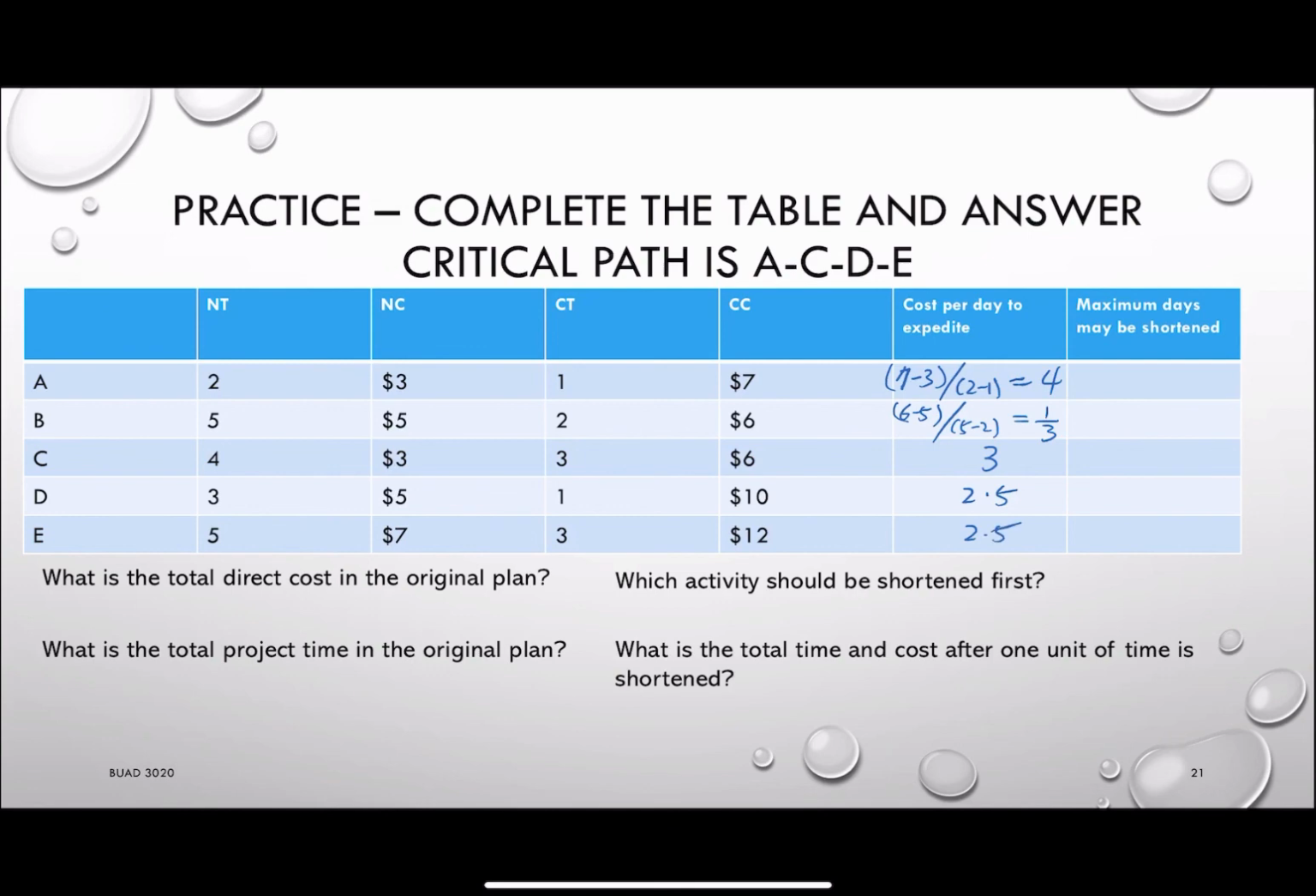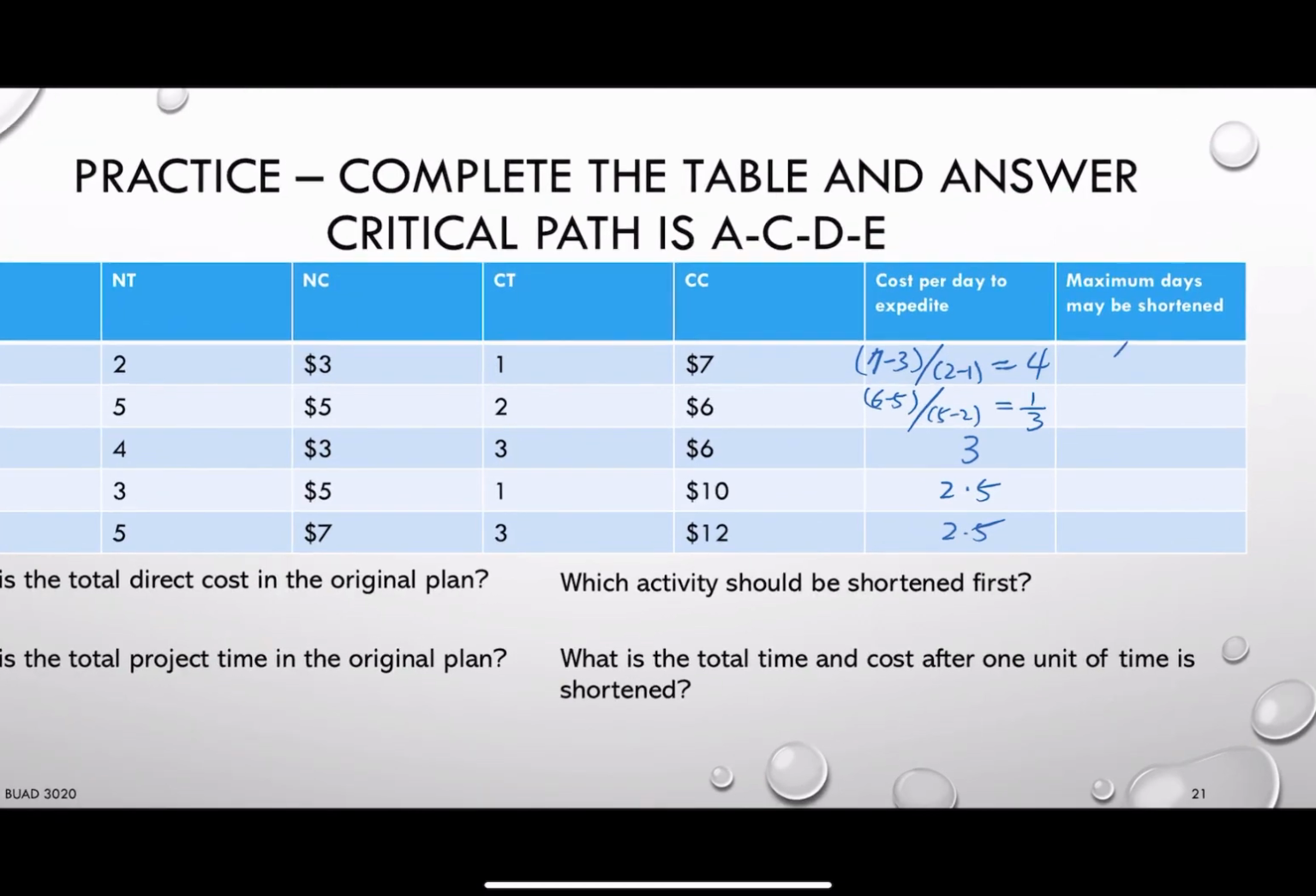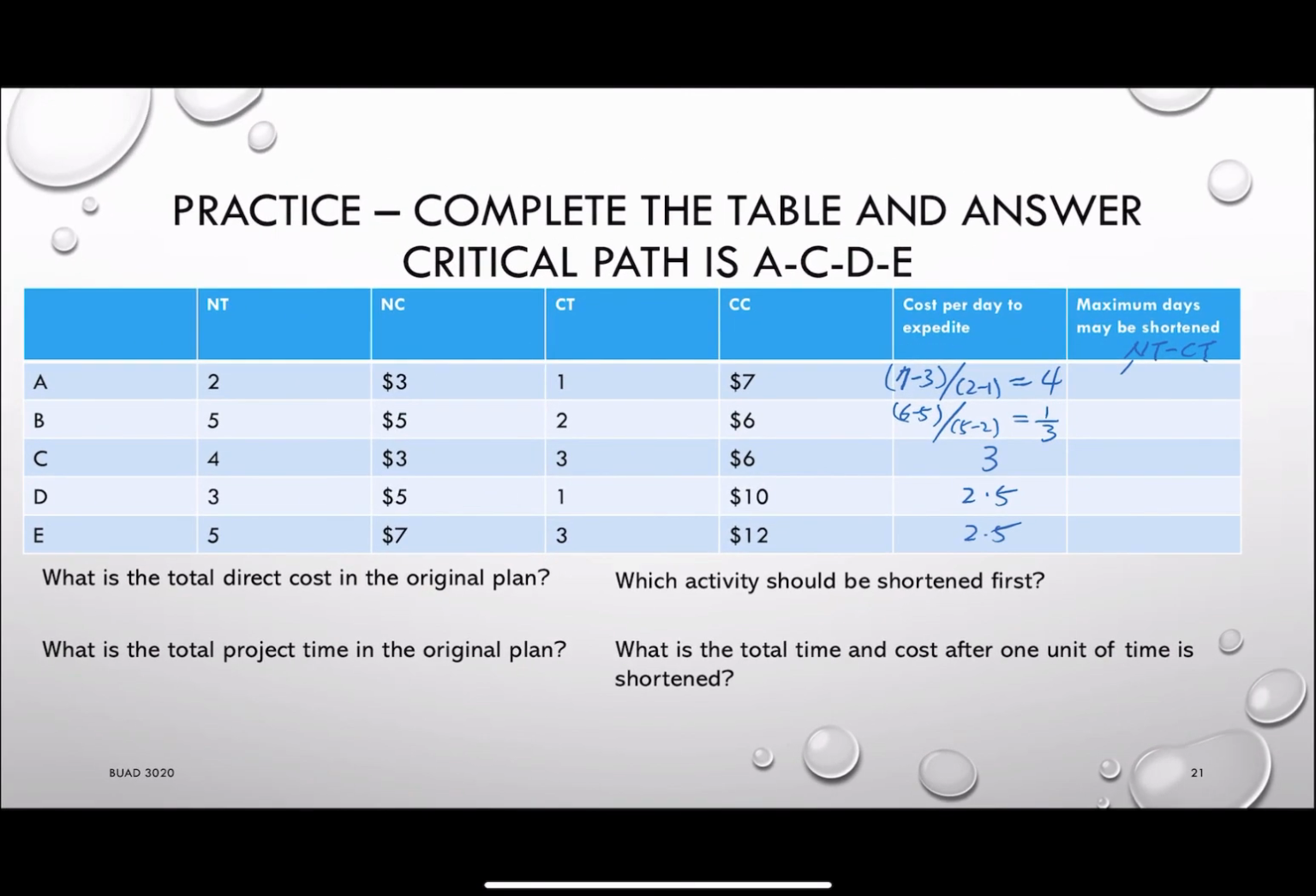The maximum day that can be shortened will be the difference between the normal time subtracted by the crash time. And for the first one, it will be equal to 1. Second one will be 3. Third one will be 1. Next one will be 2. Next one will be 2. Okay? Then we can calculate the total direct cost of the original plan.